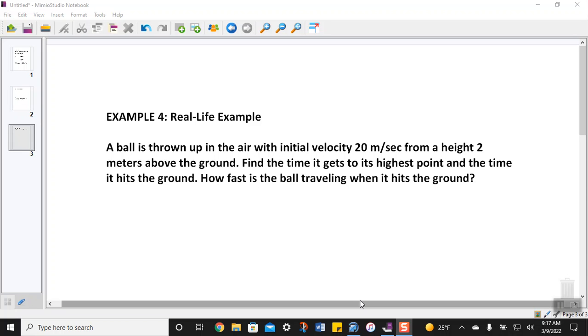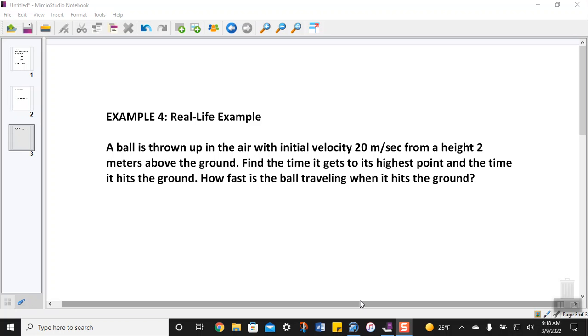How about example 4? Anybody want to volunteer to read that for me? A ball is thrown up in the air with initial velocity 20 meters per second. So if I give you an initial velocity, that's at time 0, we assume it's already going 20 meters per second. And then we also say it's going from a height of 2 meters above the ground. It says find the time it gets to its highest point, and then the time it hits the ground. And then the last part is how fast is the ball traveling when it hits the ground.